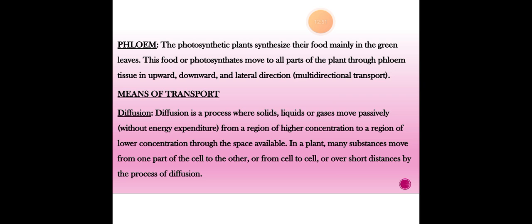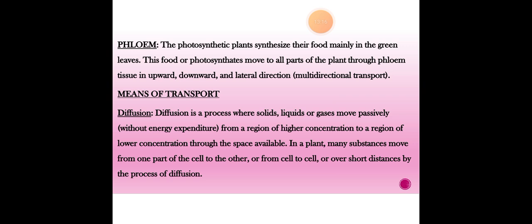Now, phloem. Photosynthetic plants synthesize their food mainly in the green leaves. This food, or photosynthate, moves to all parts of the plant through phloem tissue in upward, downward, and lateral directions, like multi-directional transport. So the transport can be in different directions.